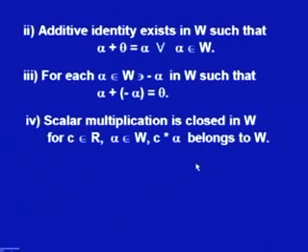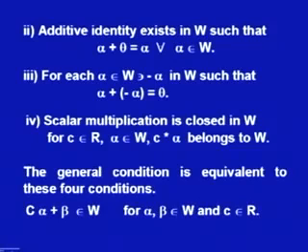So, if all these 4 properties are satisfied, the rest of the properties are trivially satisfied because they are satisfied for V. So, this W will form a vector space. Now, one can notice that these 4 conditions can be translated into a single condition: C alpha plus beta belongs to W for alpha, beta belonging to W and C belonging to R. If this single condition is satisfied, then all these 4 conditions are implied. So, let us prove this.